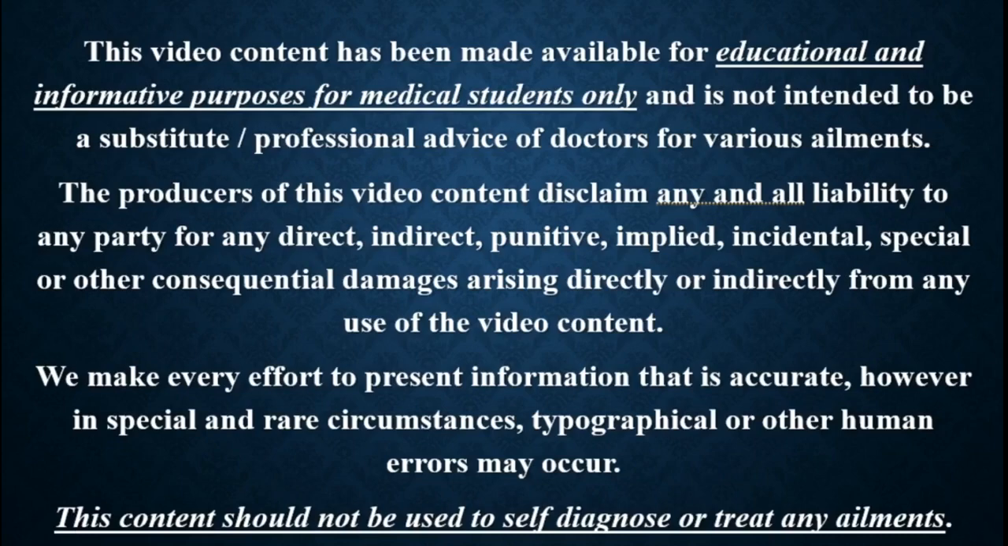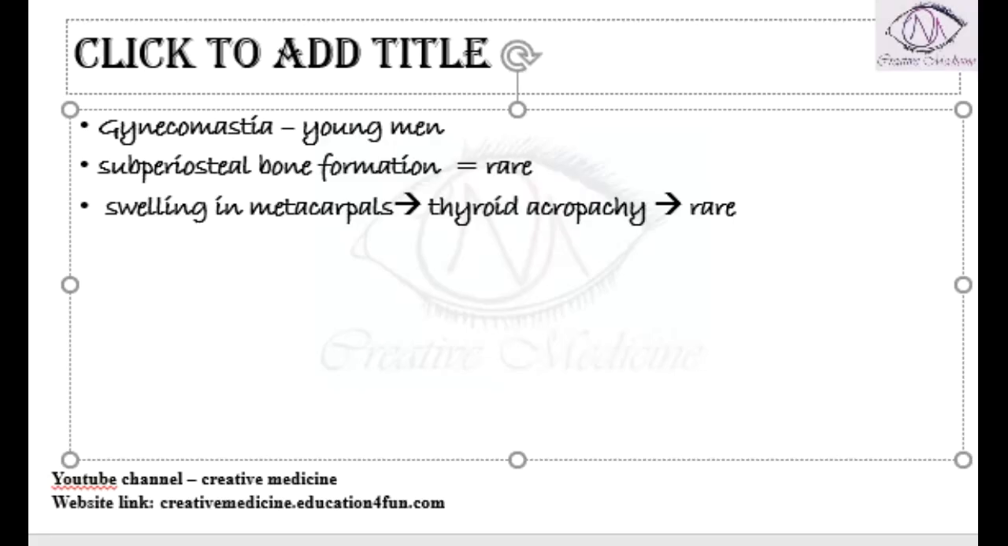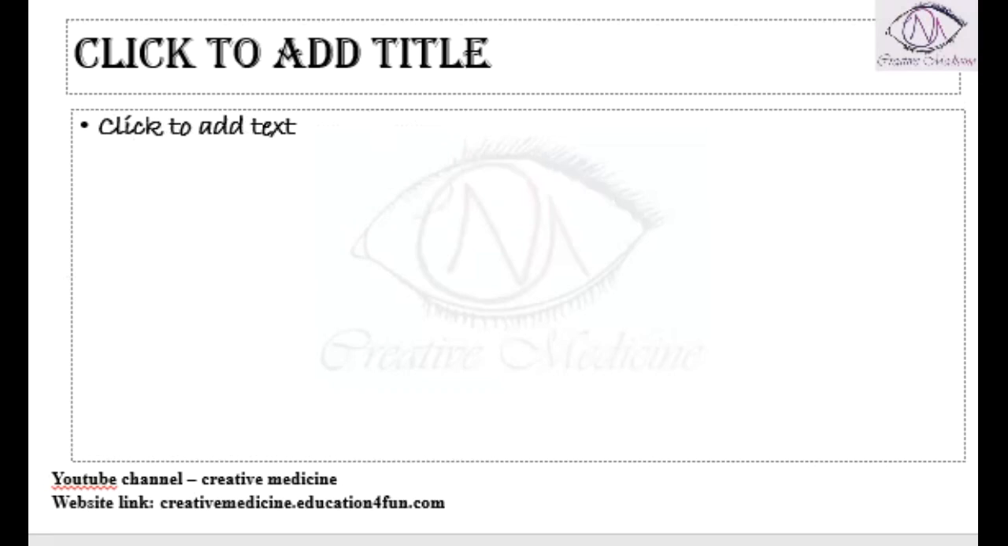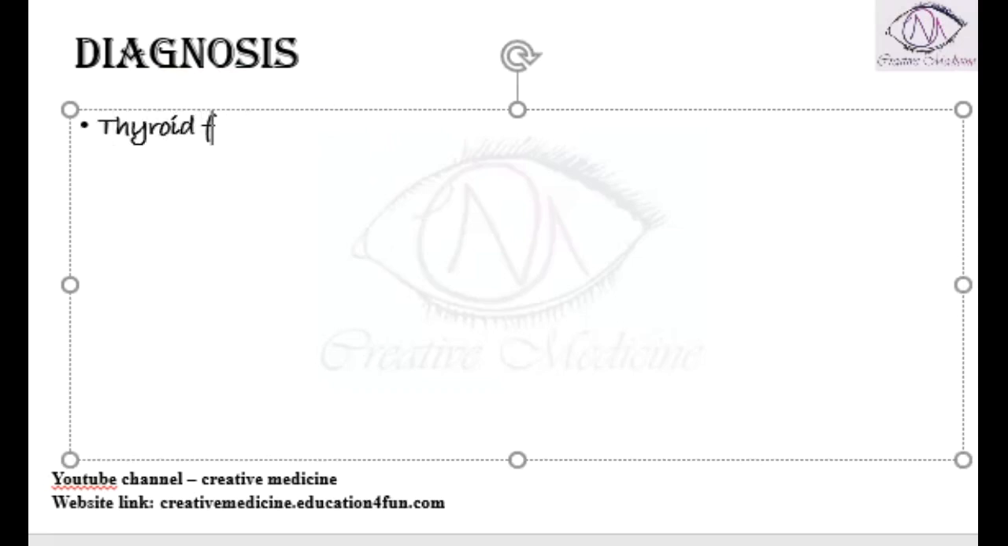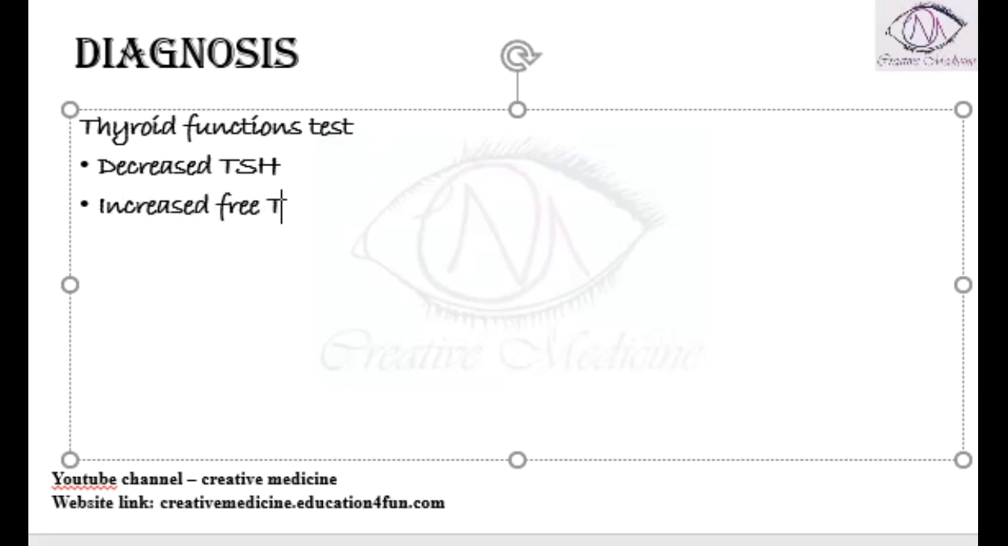In this lecture, we will learn about Graves' disease. Now, how are you going to diagnose Graves' disease? In the diagnosis of Graves' disease, or in any thyroid issue, first and foremost, you will do a thyroid function test. In the thyroid function test, you will see decreased TSH and increased free T4 and T3 levels. Obviously, it is a hyperthyroid state, so there is decreased TSH and increased T3 and T4.